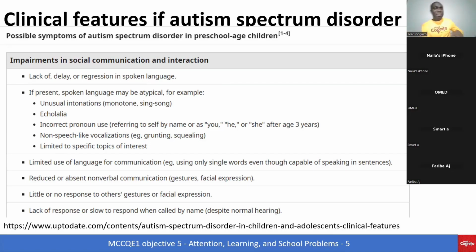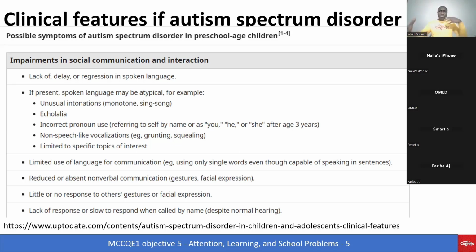And non-speech-like vocalization, like the child is grunting a lot, or the child is making squeaky sounds, okay? And limited to specific topics or interests. So the child's conversations are all limited to cars or food, or specific things. And they also have limited use of language or communication. So they use only single words, even though capable of speaking in sentences. And they have reduced or absent nonverbal communication like gestures, facial expression. It is reduced.